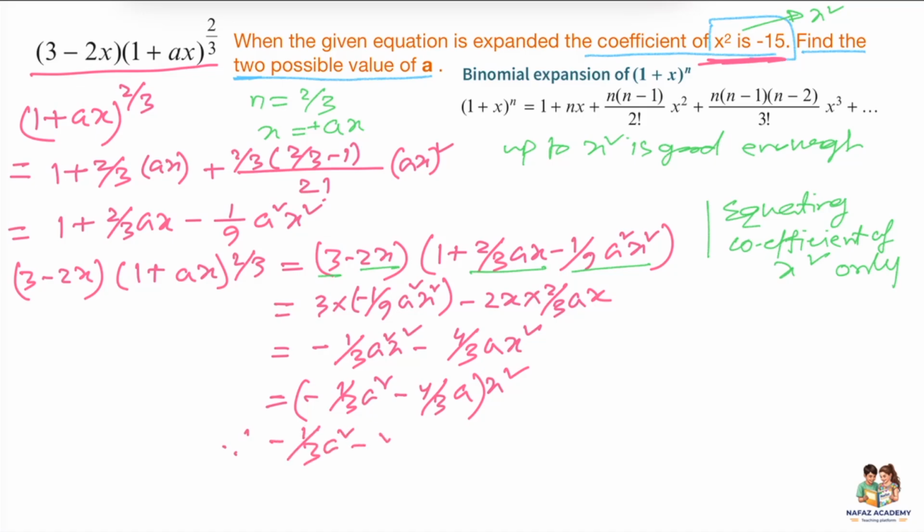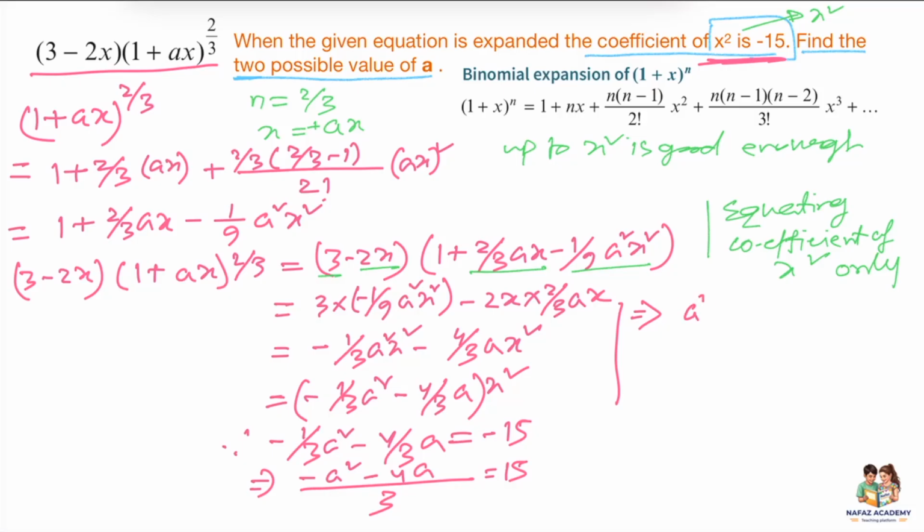Now the coefficient of x squared is minus 15. It is given. Taking the LCM, 3: minus a squared minus 4a equals minus 45. Now if I change the sign, then a squared plus 4a minus 45 equals 0.